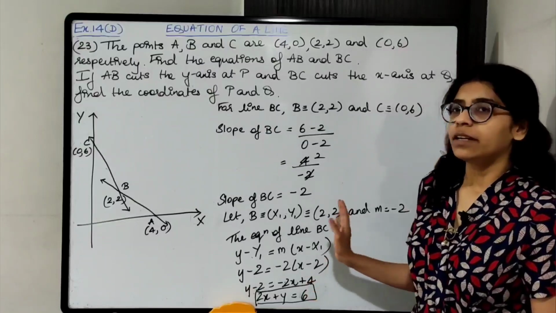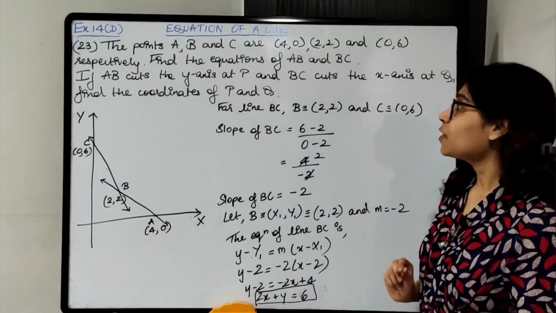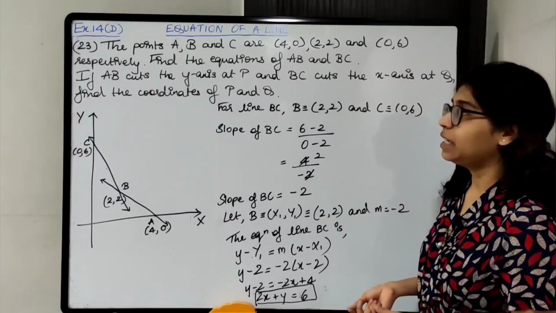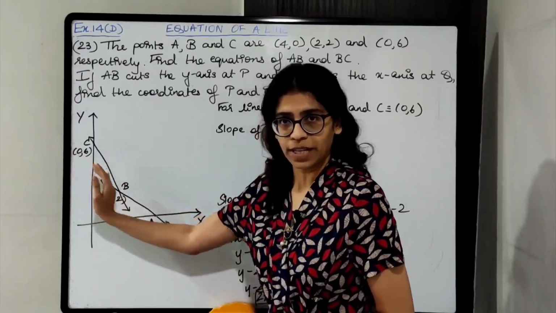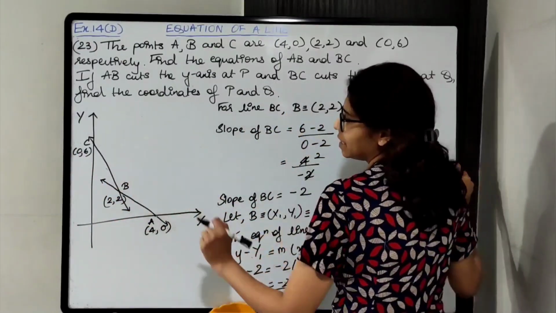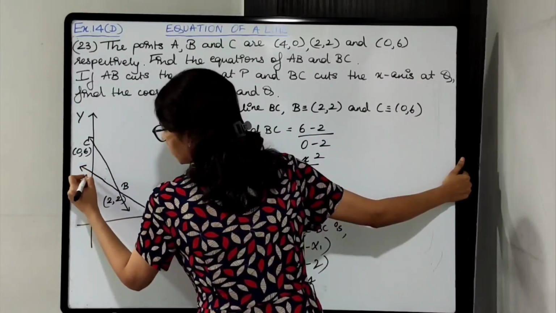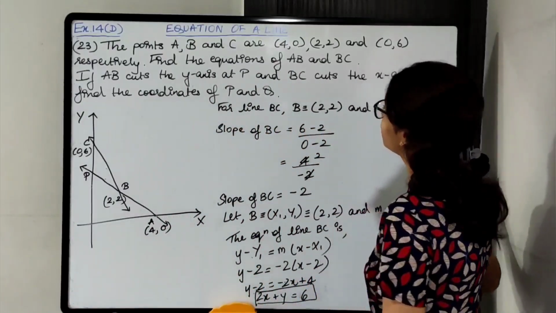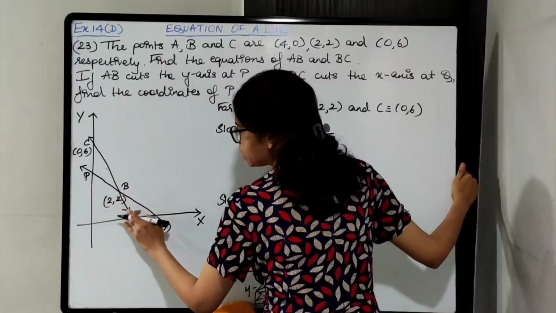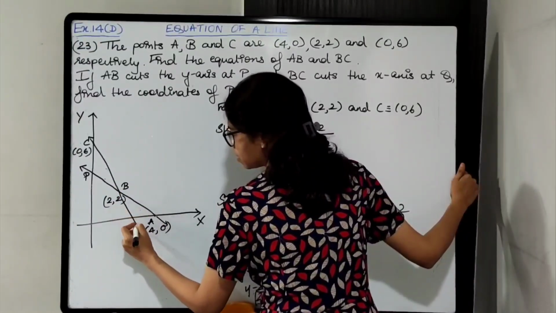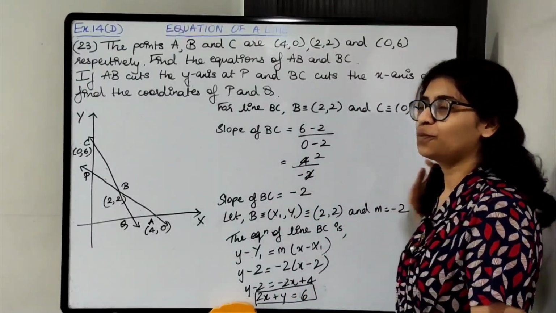Okay. Now coming to the second part of the question. If AB cuts the y-axis at P, AB is cutting y-axis. इसको थोड़ा extend कर देते हैं. It is cutting y-axis at P. At point P. And BC cuts the x-axis at Q. BC is cutting x-axis at point Q. Find the coordinates of P and Q.